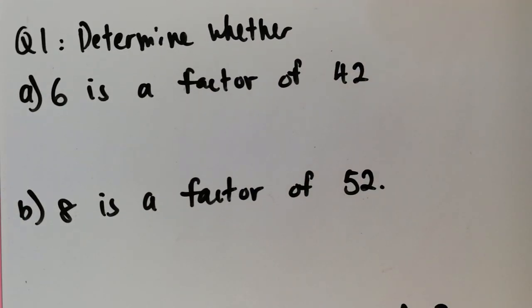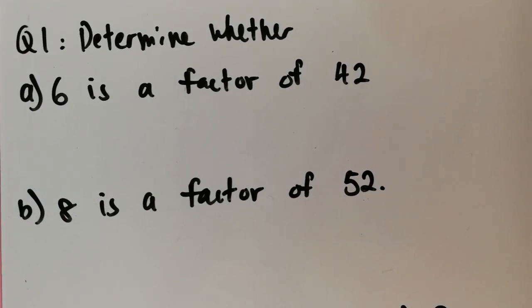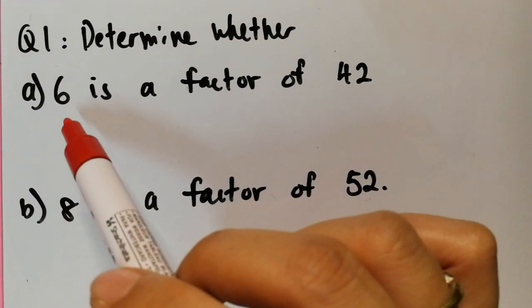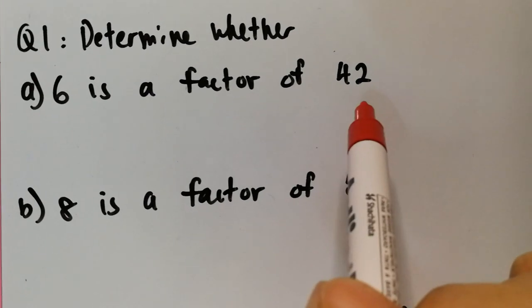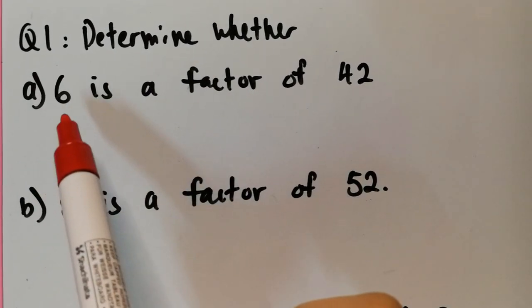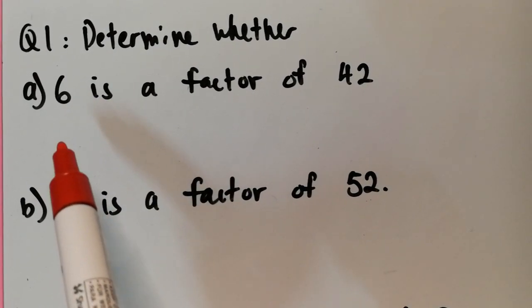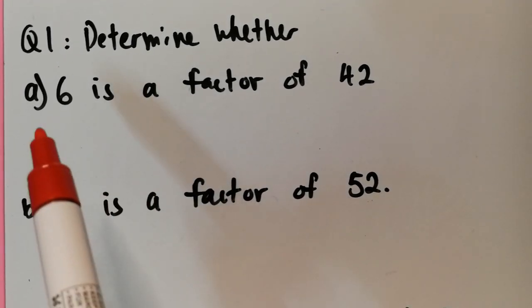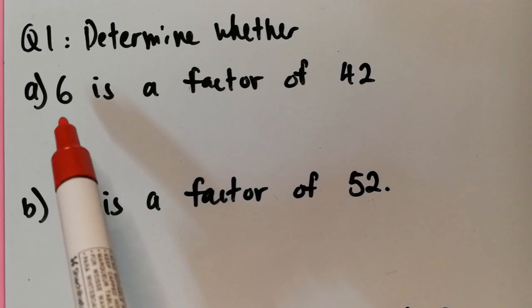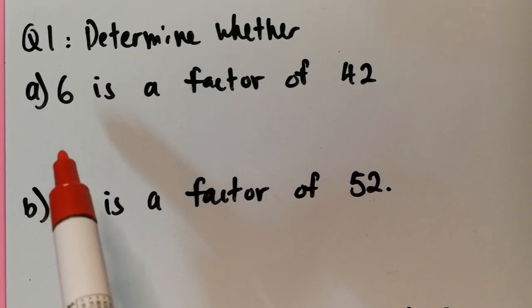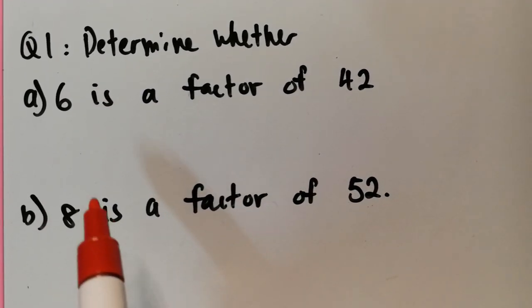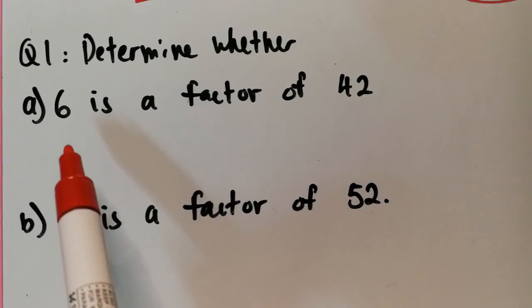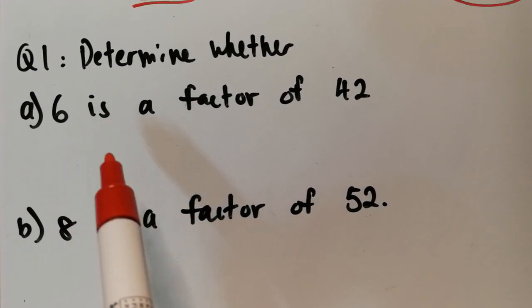Question number 1, they will ask you to determine whether 6 is a factor of 42, which means you have to divide 42 by 6. If the division is exact, then the answer is yes. If you cannot, you will get a remainder. That one you can say is not a factor.